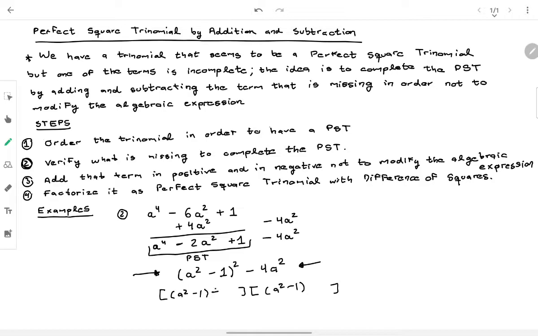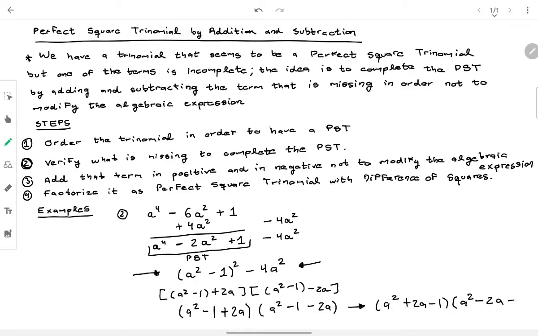The square root of the negative one, it's going to be positive on the first parenthesis, negative on the second one. So our answer is going to be a squared minus 1 plus 2a. And in the other one, it's going to be a squared minus 1 minus 2a. So if I order this correctly, it's going to be a squared plus 2a minus 1 that multiplies a squared minus 2a minus 1. And that's going to be our answer for this specific exercise.